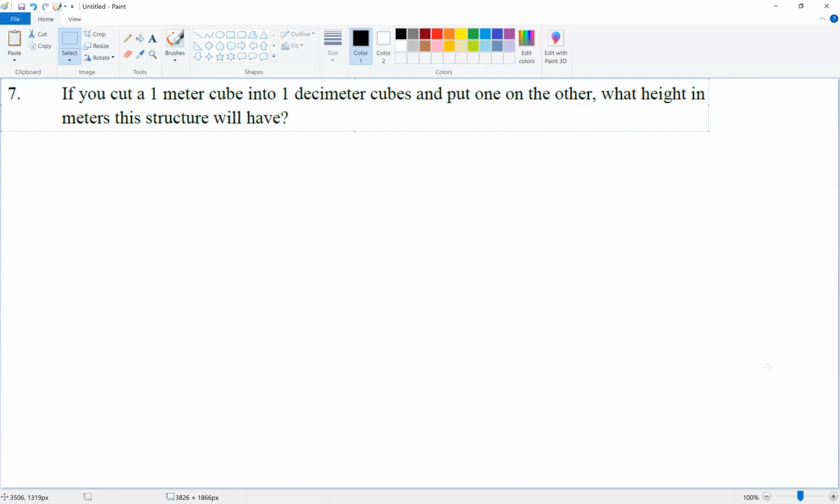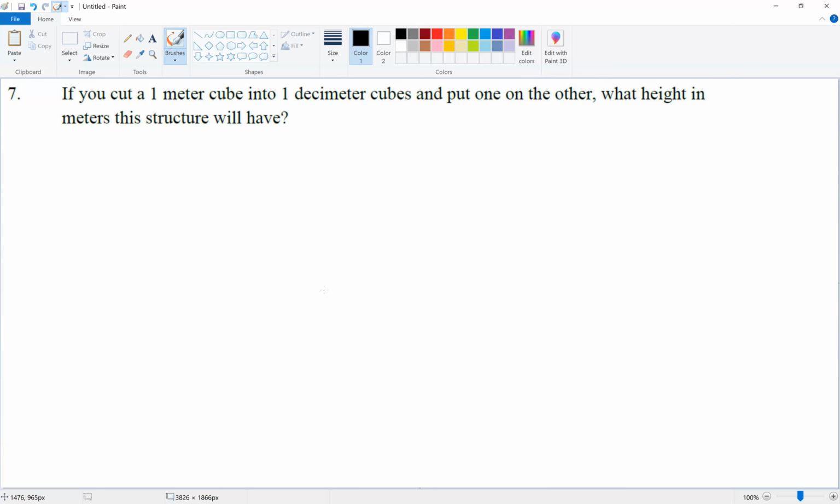Okay, 7, Nina. I didn't do this one, but I can try. Try it. Read the question. If you cut a 1 meter cube into 1 decimeter cubes and put one on the other, what height in meters will this structure have?